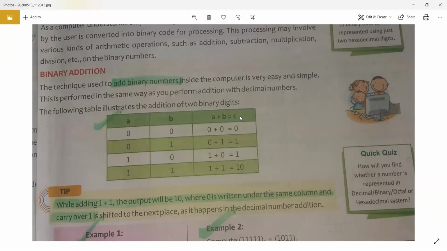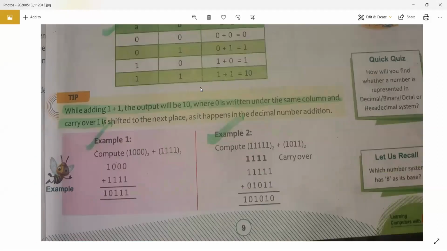And 10 is 2 only, beta, in your decimal number system. If you calculate this 10, you will understand: 0 multiplied by 2 raised to power 0 is 0 only, and 1 multiplied by 2 raised to power 1 is 2. So it means 2 only, but we represent it as 1 and 0. All right, so let us see the example here.